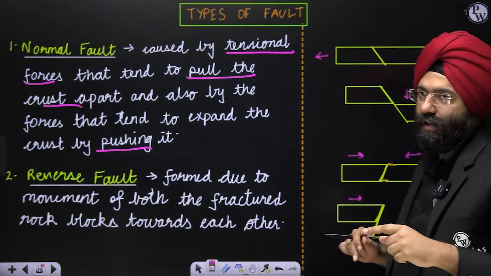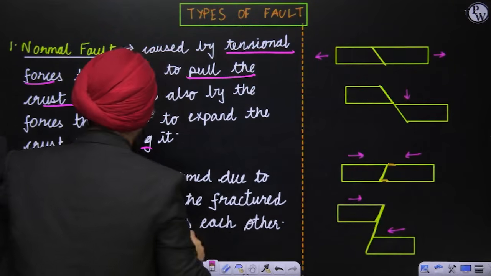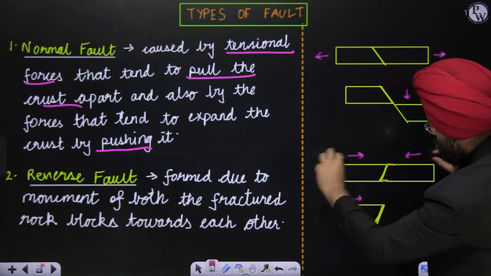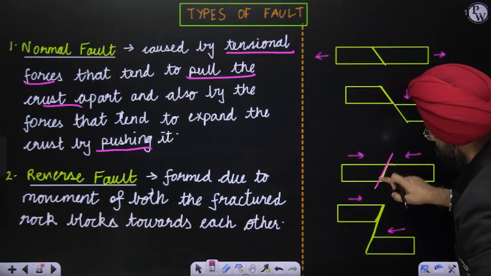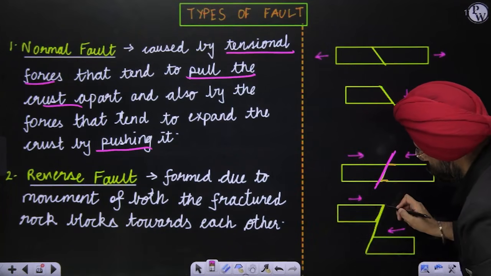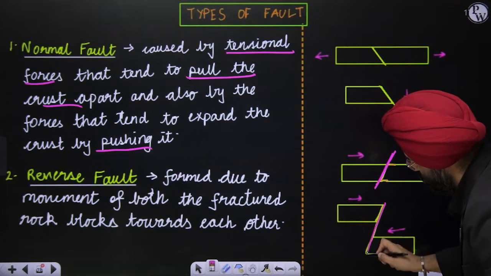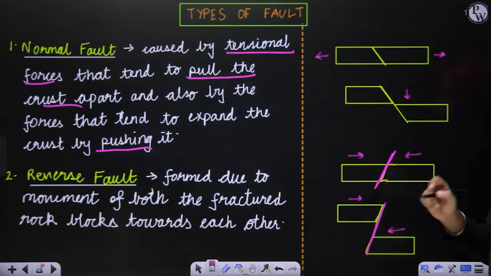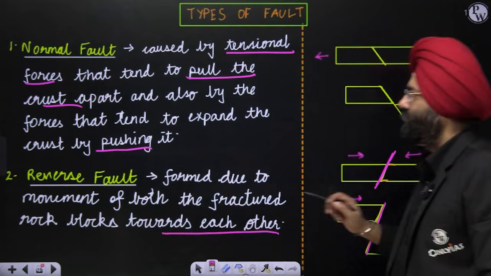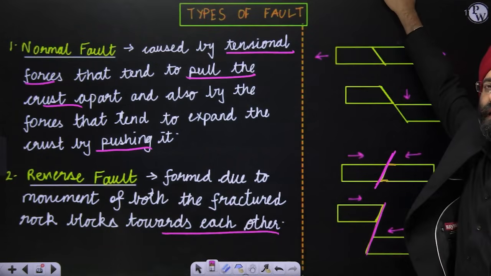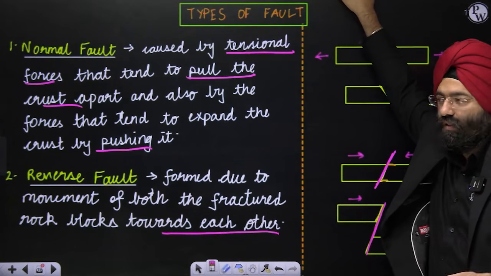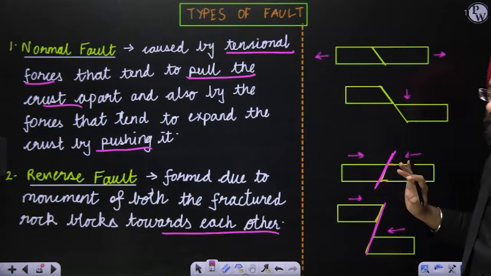On the other hand, if there are compressional forces taking place, because of these compressional forces, the fault plane that is created leads to this part going down along this fault plane. This is known as a reverse fault, formed due to the movement of both sides of the fracture towards each other. So a normal fault is associated with tensional forces. A reverse fault is associated with compressional forces, and this is how the phenomenon basically takes place.